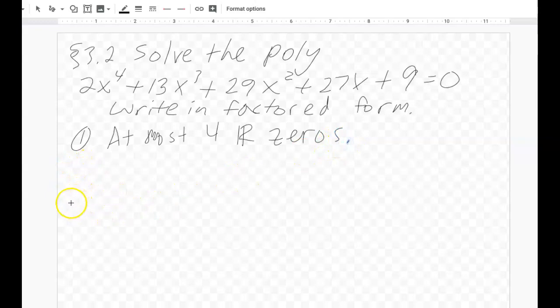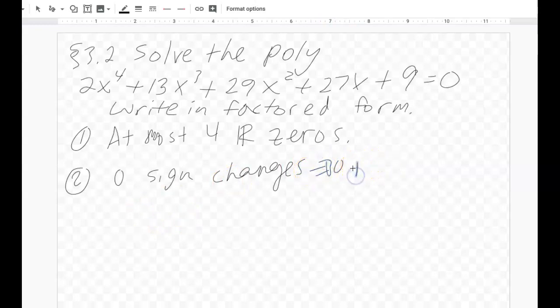So we'll have at most 4 zeros, and then when we look at Descartes' rule to find the positive real zeros, we note the number of sign changes that the polynomial has. Since everything's positive, there are 0 sign changes, which implies we have 0 positive real zeros.